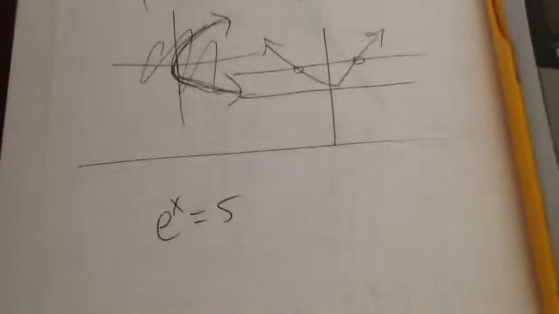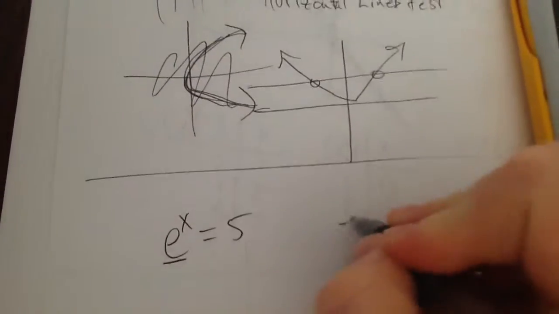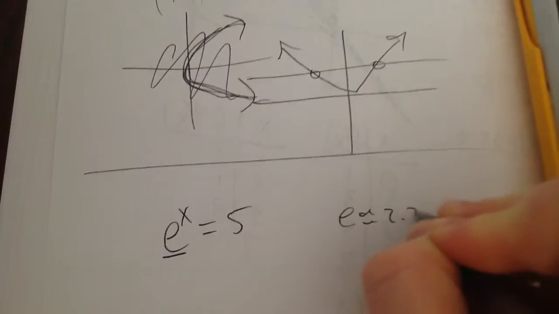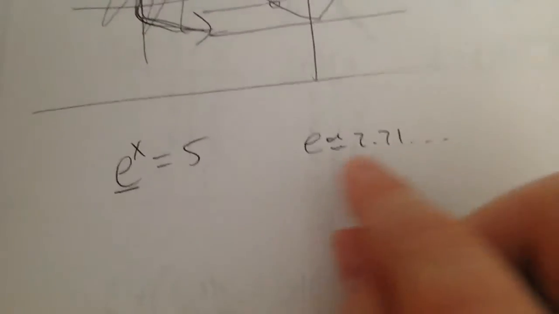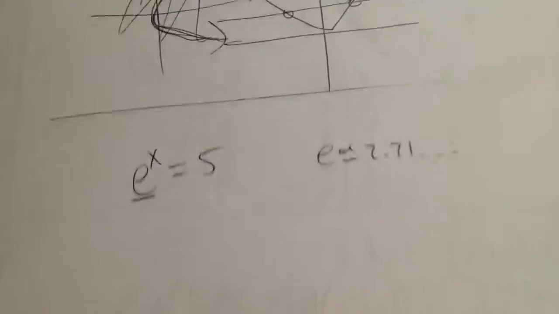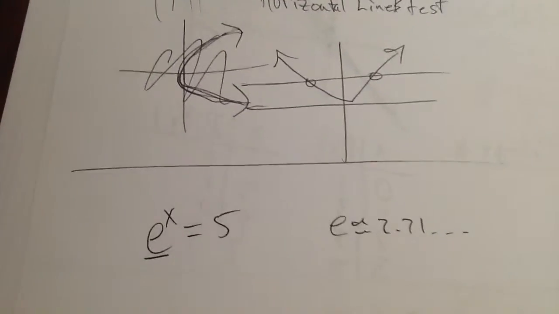To solve that, it's just an exponent. e is just a number. It's like 2.71 something. It's a irrational number. We'll talk about it more, where it comes from, what it actually means when we actually get into calculus. We'll just talk about it a little bit. I'm not going to go crazy about it. But it's just a number. So this is just a number to the x power equals 5.